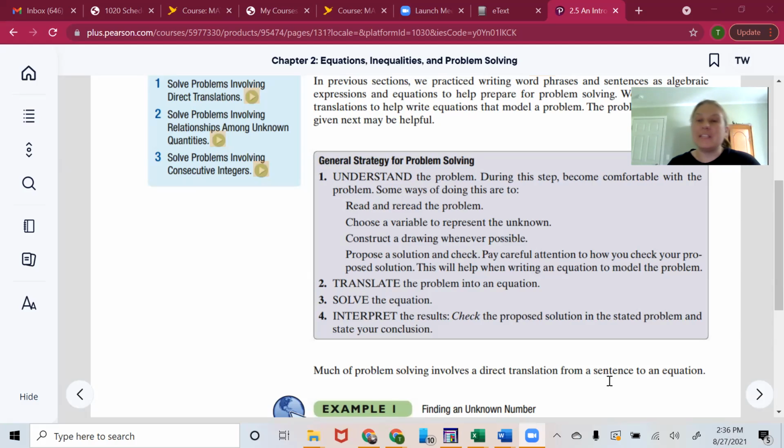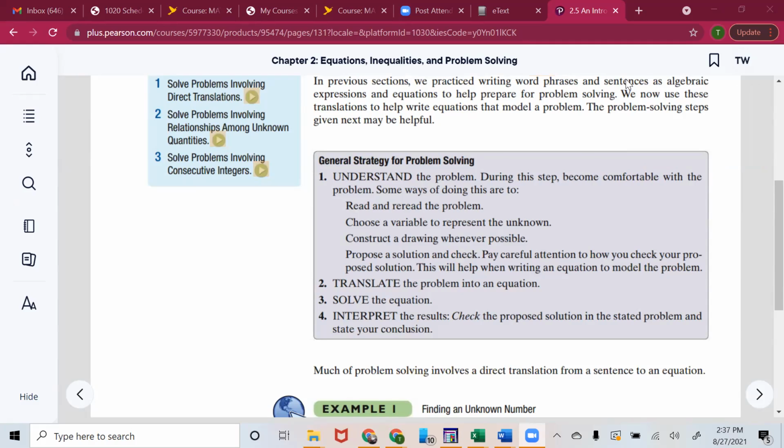Number 2, translate the problem into an equation. Number 3, solve it. And number 4, interpret the results. Check and make sure that your answer makes sense. If you are talking about the length of a board and you get a negative number for the length of a board, something is wrong. You need to go back and check your math.